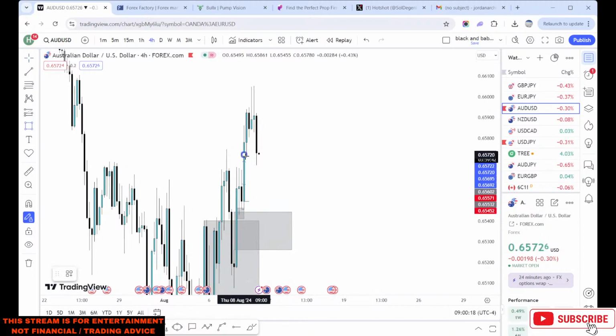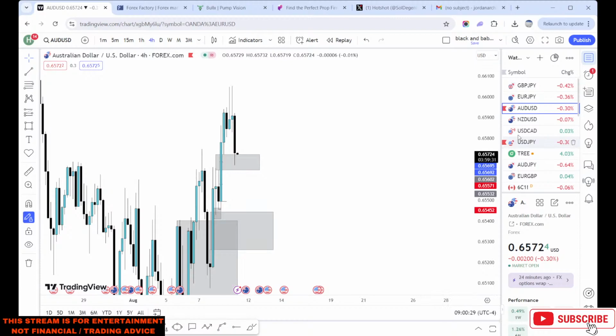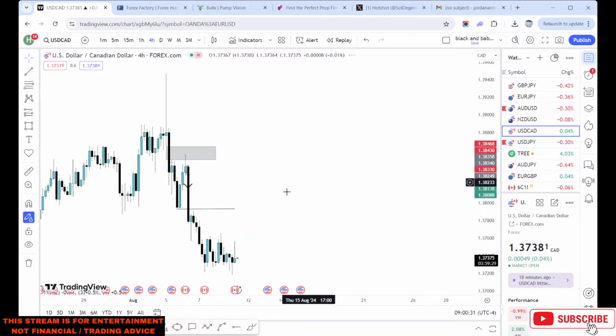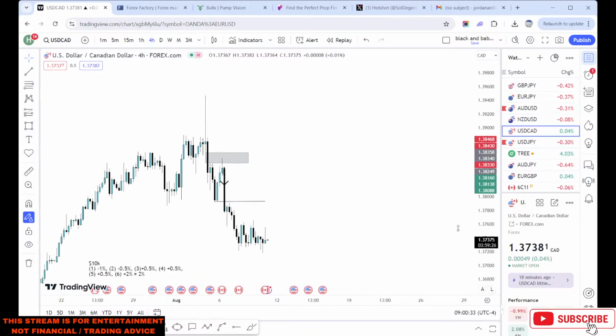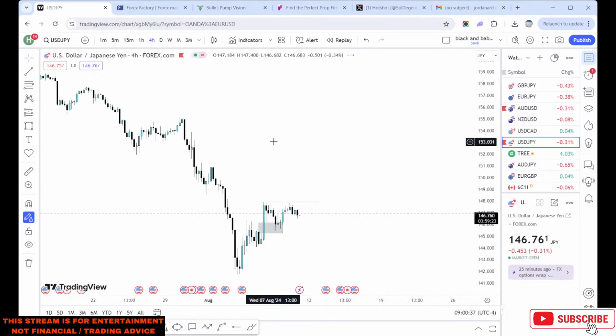We need to look for a 15-minute market structure shift bullish off of AUD USD before we start looking for anything on this one. But this is looking good. It's looking very good indeed. Yeah, that looks ugly as hell. I'd stay away from USD CAD just because of the consolidation.